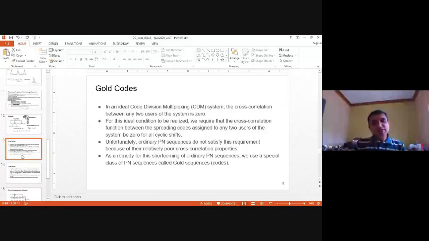One requirement is that the cross correlation between different PN sequences generated in CDMA has to be ideally 0. Basically, there should not be any similarity between one PN sequence and another PN sequence generated. But that is not always possible using our normal PN sequence generation. So we have come up with these Gold codes. You just read through this.